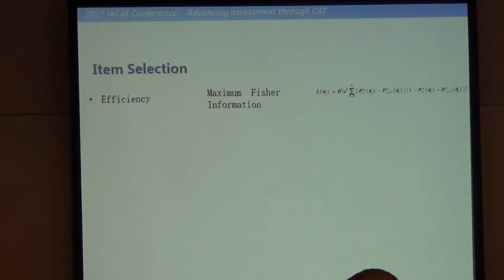To solve these two problems, we added another two strategies. The first is the alpha-stratified strategy. We divided the item bank into three strata. Each candidate has to get items from these three strata. Firstly stratum 1, then stratum 2, last stratum 3.